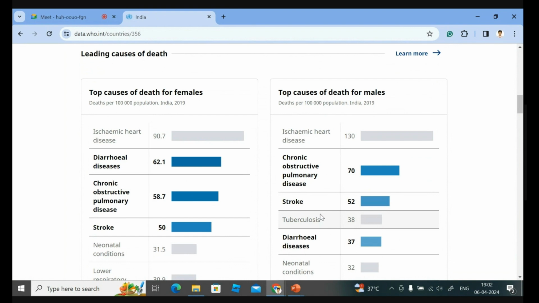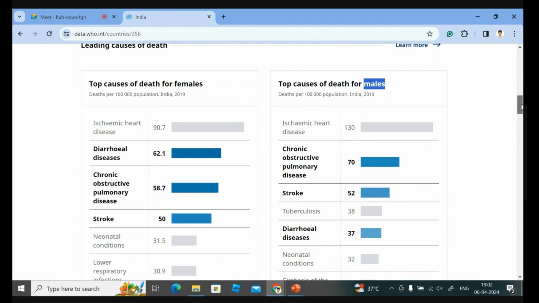Sir, male-female segregation is not given here, sir? It's there on the top. It's here. Look at this. Top causes. Can you see this? I'm highlighting it. Can you see my cursor? Sir, segregation is there on the top. Yes, top causes of death of males, sir. Yeah, for males and for females.